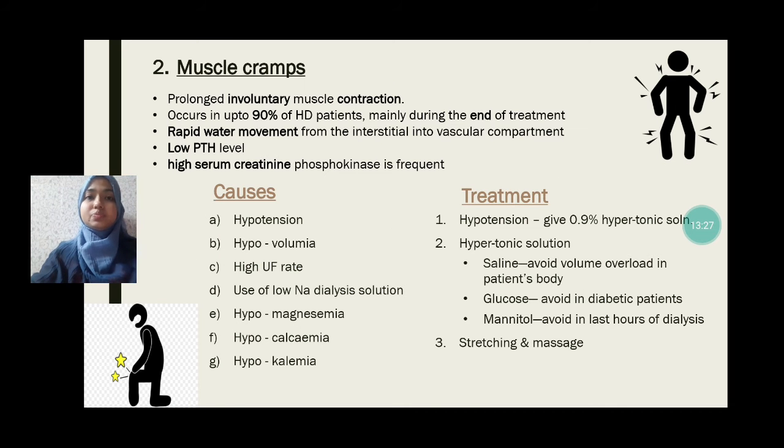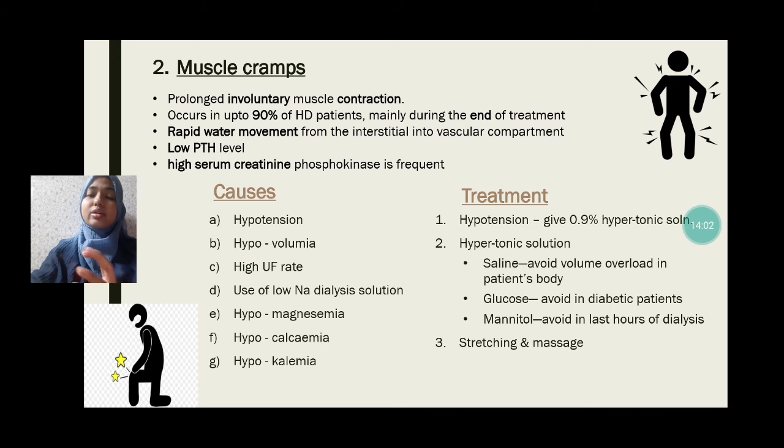Muscle cramps. It is seen in almost 90% of the dialysis patients during the end of the dialysis. It is majorly because of rapid water movement from the interstitial into the vascular compartment. It is also because of low PTH level, that is parathyroid hormone level. Causes, how is it caused? It is because of hypotension, hypovolemia, a high UF rate, use of low sodium dialysis solution.